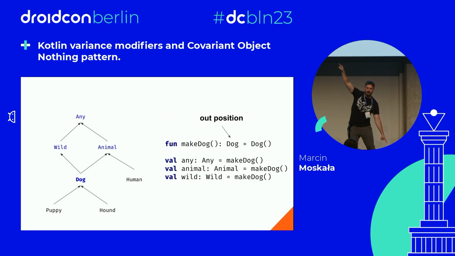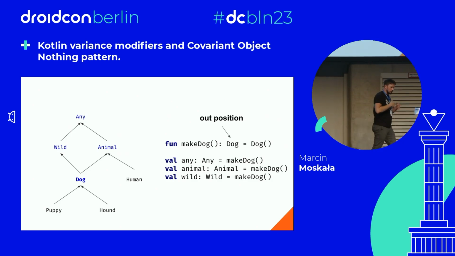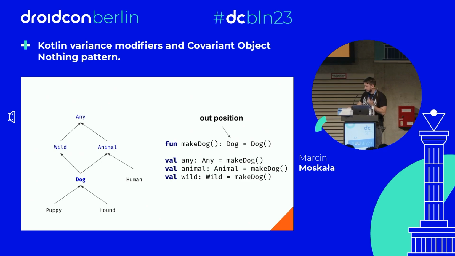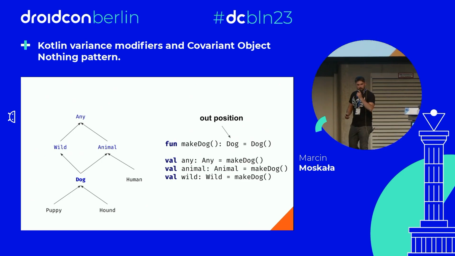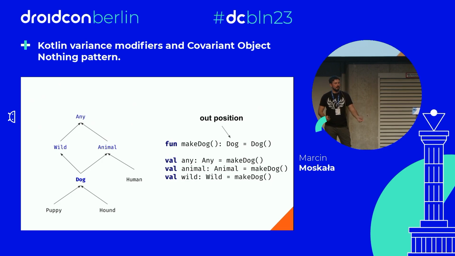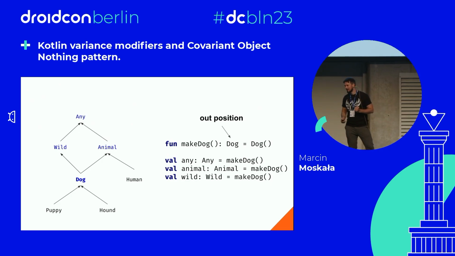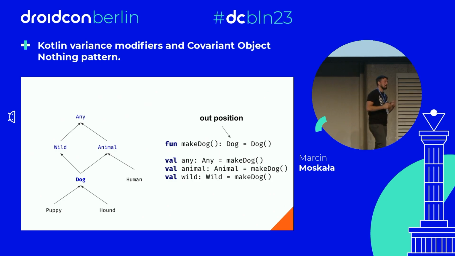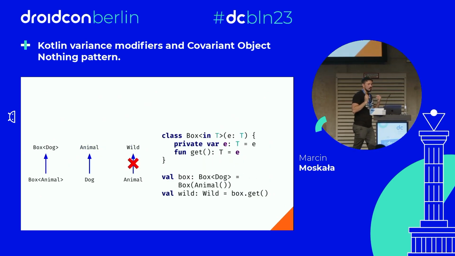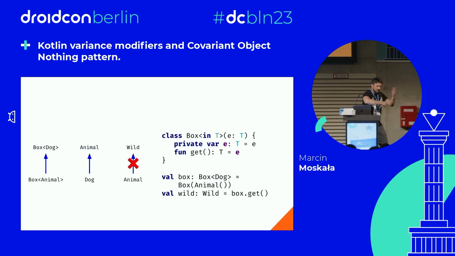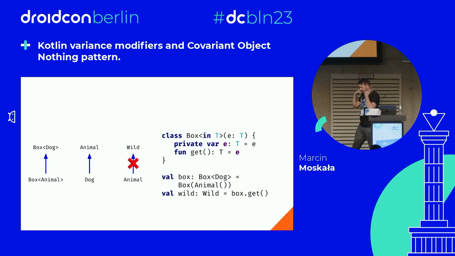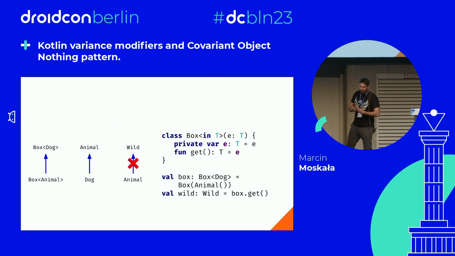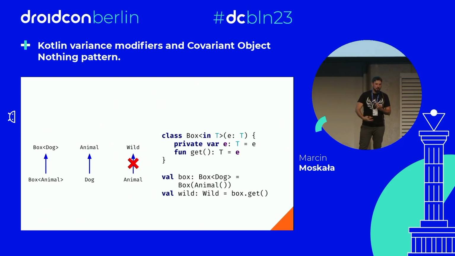So everything is fine with covariance and out position, out modifier and out position. However, with out position, we have the reverse problem, or co-problem for functional developers here, when we are thinking about contravariance, the reverse relationship. It's like the same problem, but in a mirror, you know?